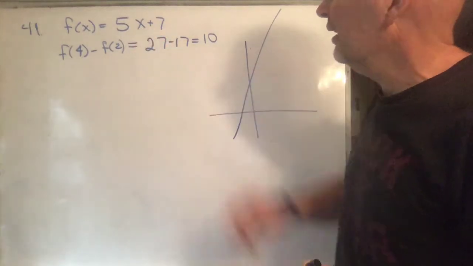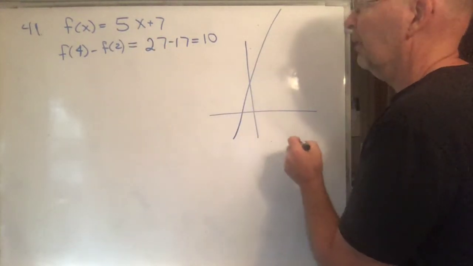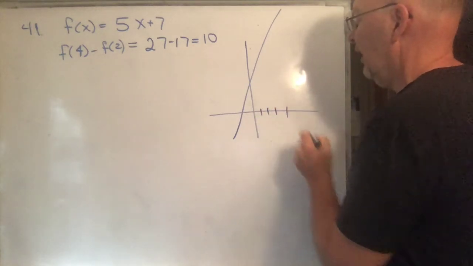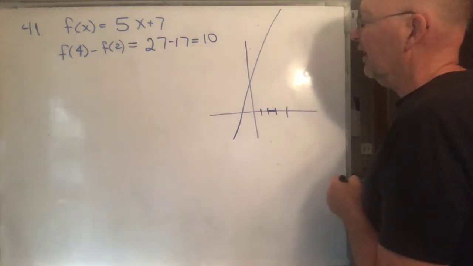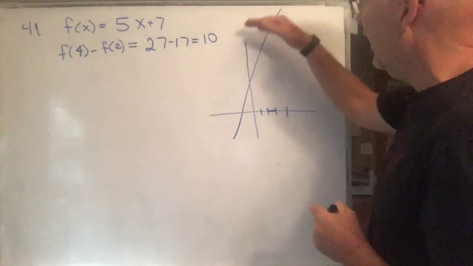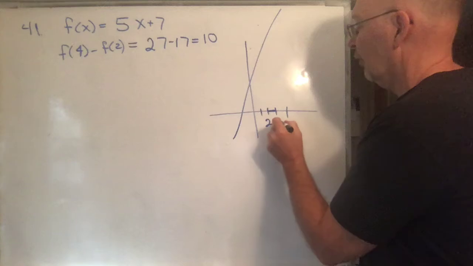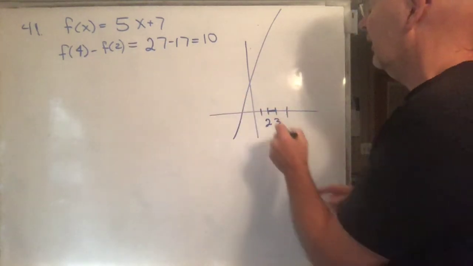This is just a line, and the slope of the line is 5. And since the slope of the line is 5, that means that for every unit that I move on the x-axis, it's going to move 5 units on the y-axis. You're going to add 5 to the function. So in moving from 2 to 3, I added 5, and from moving from 3 to 4, I added 5.